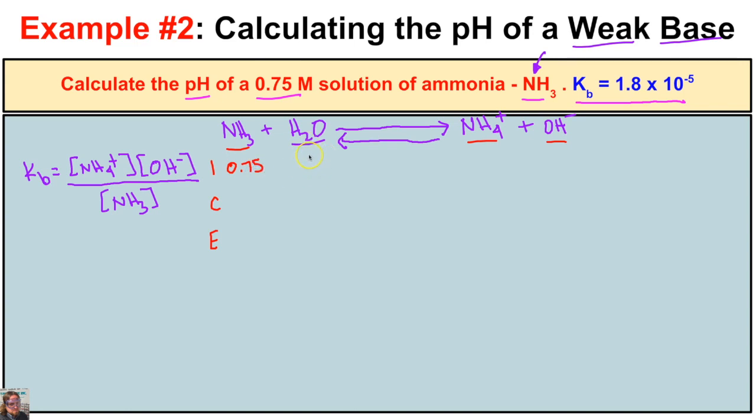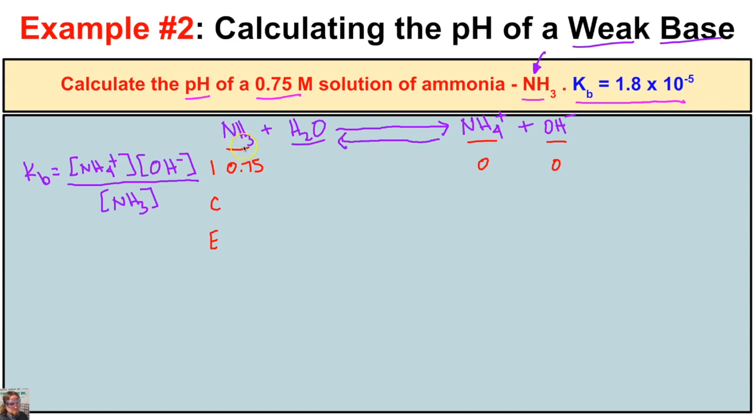We won't worry about water. We're going to leave this out of our Kb expression here. What's going to end up happening is we are starting initially with no NH4 plus, and we're starting initially with no OH minus ions. And so if we want to know the change, the chemical reaction is going to take place, and there's going to be a change in the concentration.